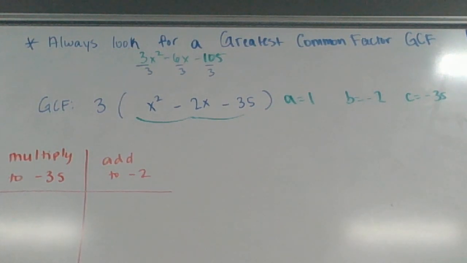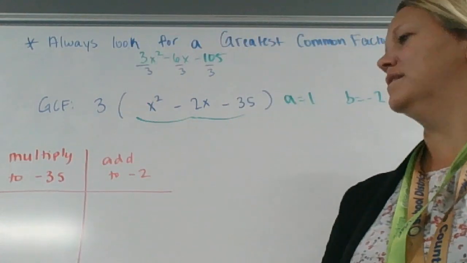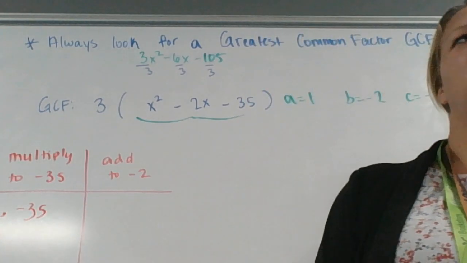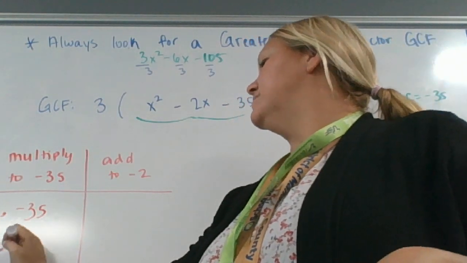I gotta come up with numbers that multiply to negative 35 and add to negative 2. You know what? I always start with 1. Doesn't divide by 2 because it's odd. Doesn't divide by 3. 5 times negative 7 works.